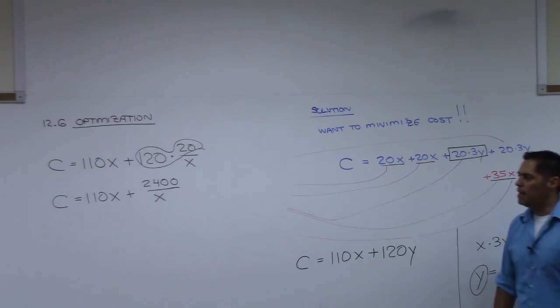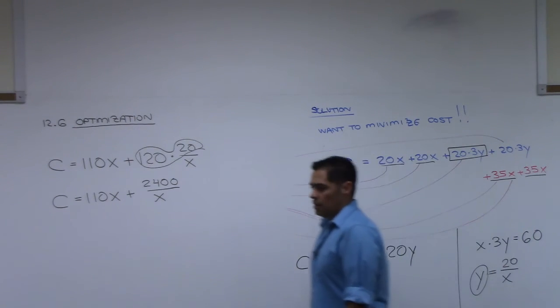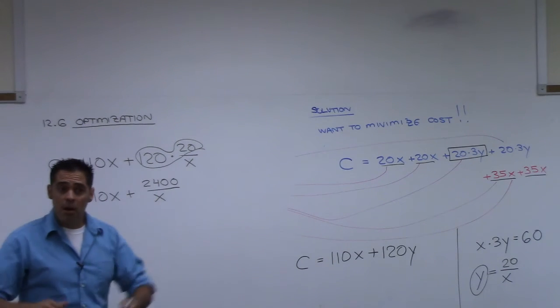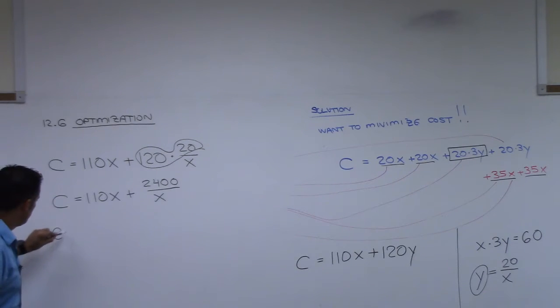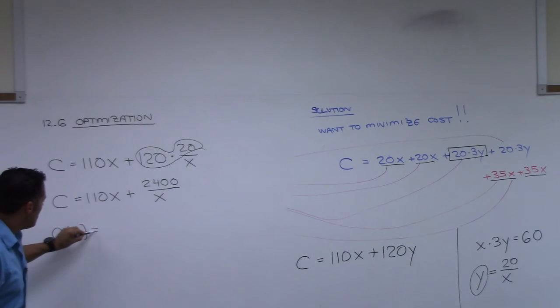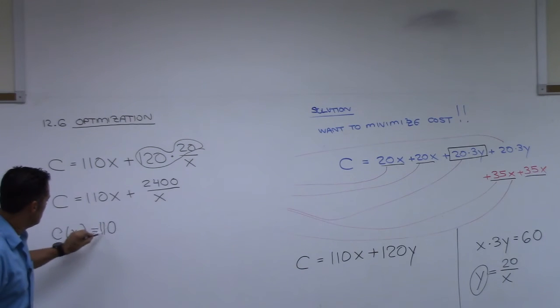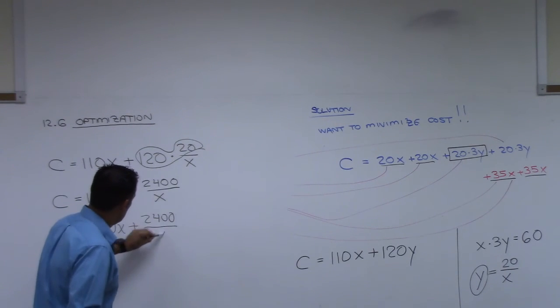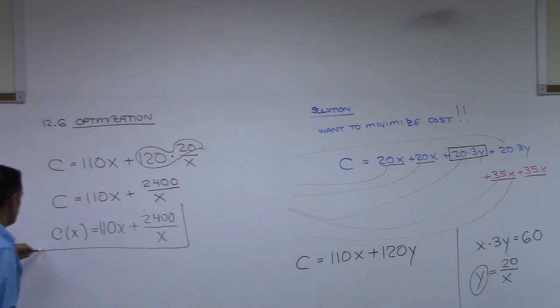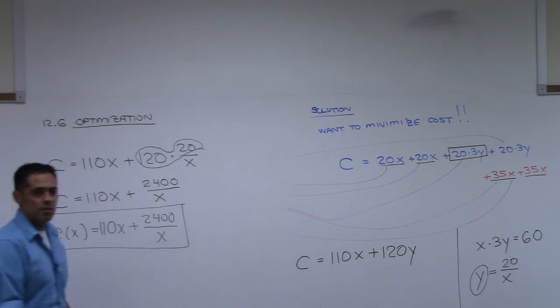Okay, I've got 2 minutes. As you can see, these problems are going to require some thinking, right? Okay, so here's where we are. Our cost is now a function of x. That is our cost function.